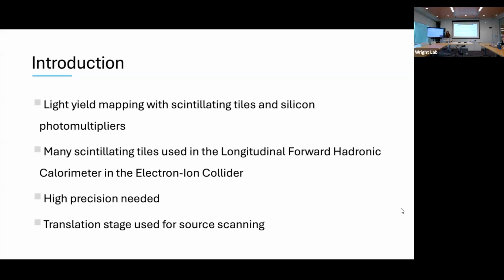Previously, this light yield mapping was done manually, by moving the tile, but high precision is needed for this mapping. So in order to achieve that high precision, my project was focused on using a translation stage that could do that all automatically up to a precision of about 0.005 millimeters.